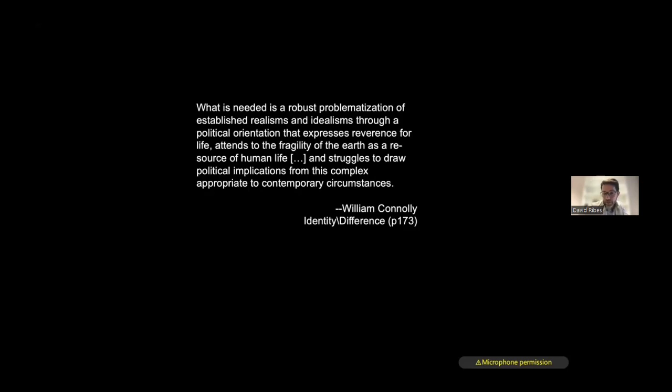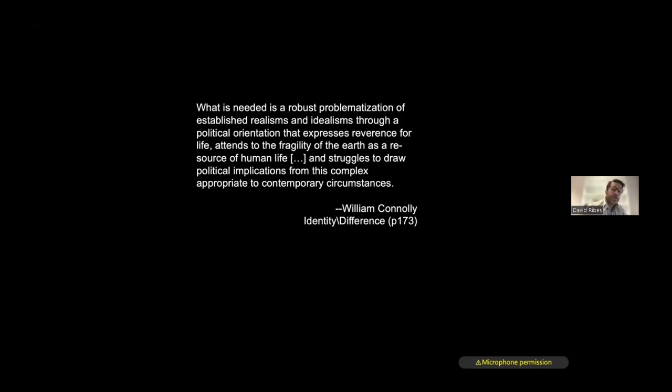This little phrasing does everything that my cold little equation did as well, in the sense that he's treating it as a political matter, and it's not a certain one. Notice again that it's a kind of weighing, and in the weighing are two things at the same time. There's the reverence for life, and then comma, the fragility of the earth as a human resource for human life. It is not one or the other.